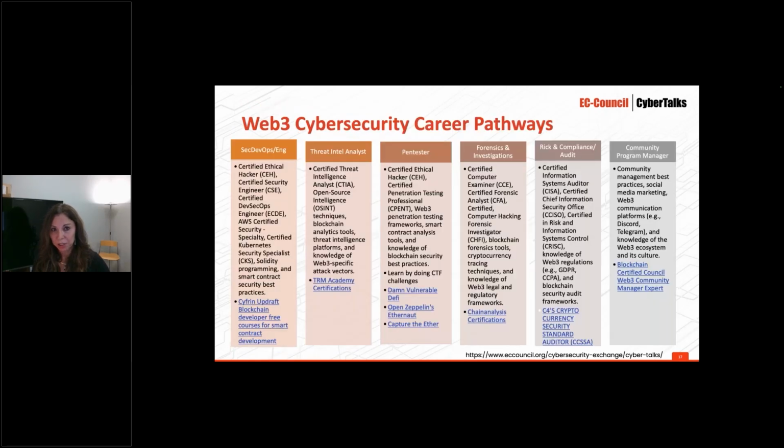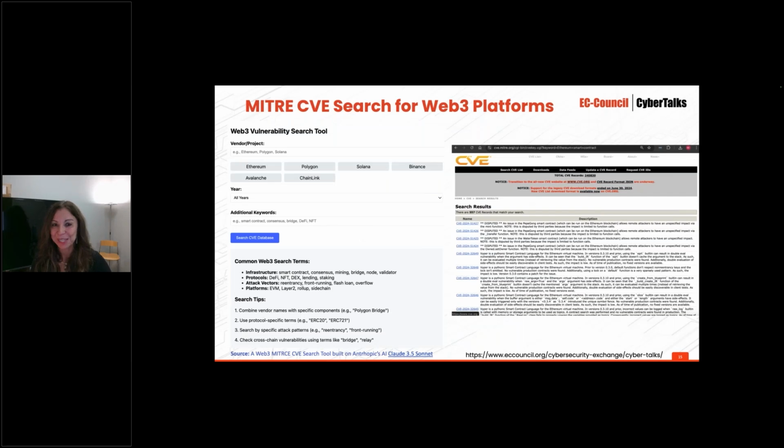I also want to show, sorry, I skipped a slide. One of the things that you'll want to do, once you're becoming familiar with the platforms that you're looking at, is look at any type of known vulnerabilities. So I was thinking about this and went ahead and used Anthropic's AI Claude 3.5 and put in a prompt that said, give me a tool that will show me Web3 type of attacks with key platforms by vendor and also keywords.